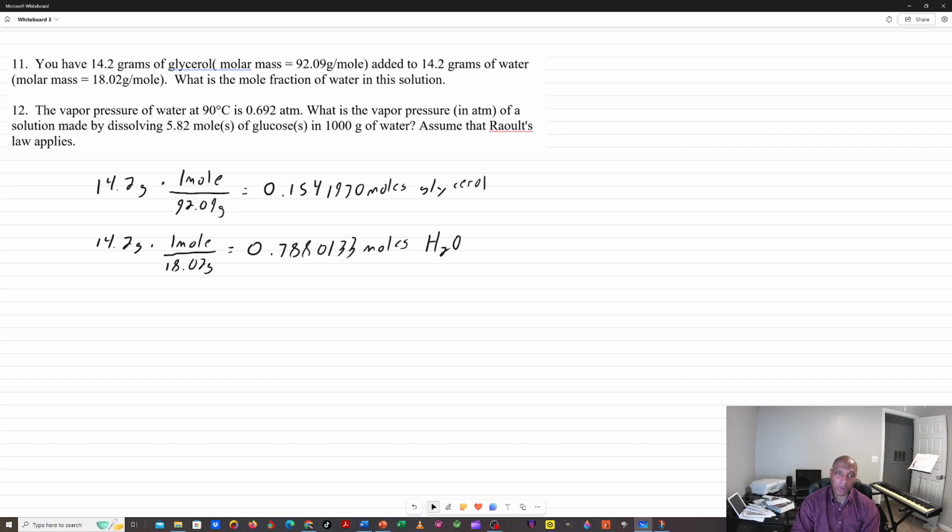Now, so I have moles of glycerol and I have moles of H2O. Now, of course, I want to get the mole fraction of H2O. That's my solvent. We're more concerned with the mole fraction of H2O. So I'm going to go ahead and say 0.788013. That's the total mole of water in the numerator divided by the total number of moles. Now, since I'm going to add these two numbers together, I have to go ahead and express them to the correct number of significant figures. So that's going to be 0.154 moles of glycerol plus 0.788 moles of water.